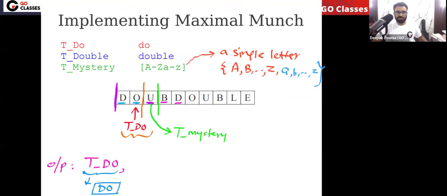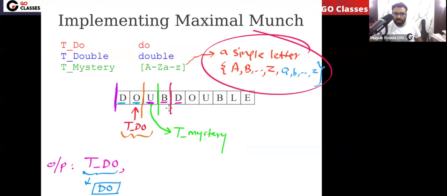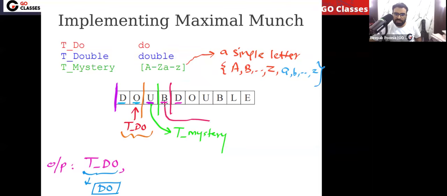This mystery token generated. Now where we will start? We will start from here, the remaining string we need to read. Now, when I read this B, which regular expression is in the race? These are not in the race. Only this regular expression, the mystery token, is in the race. Remember, the mystery token regular expression is a single letter, so for this B also a mystery token will be generated. Is this clear? So you can see the output that you are getting. Let me write parallelly the output: first token is do token, then mystery token, then again mystery token.